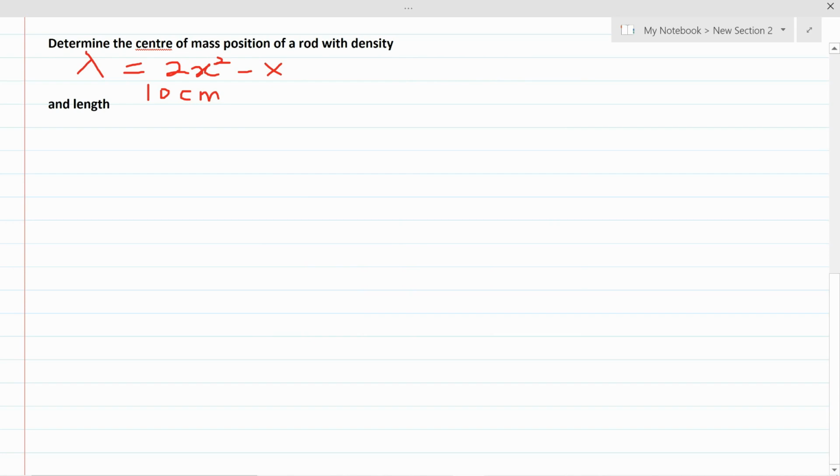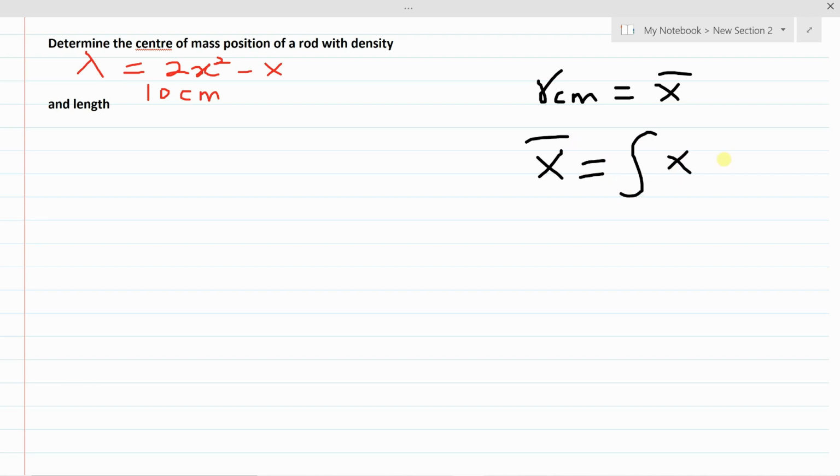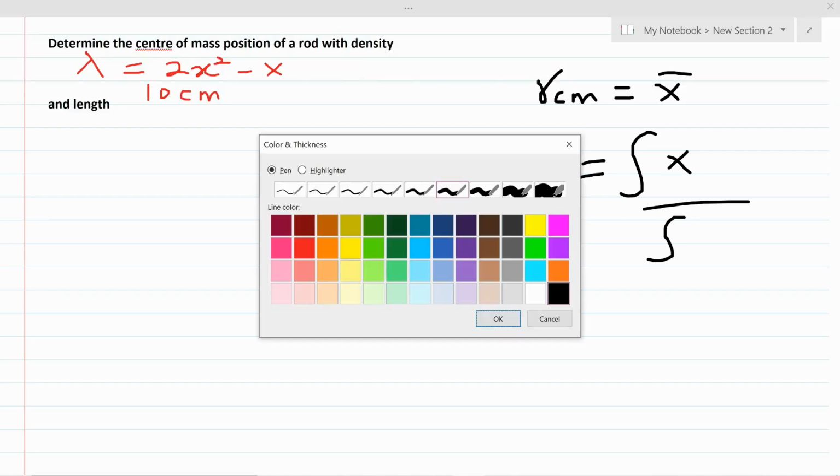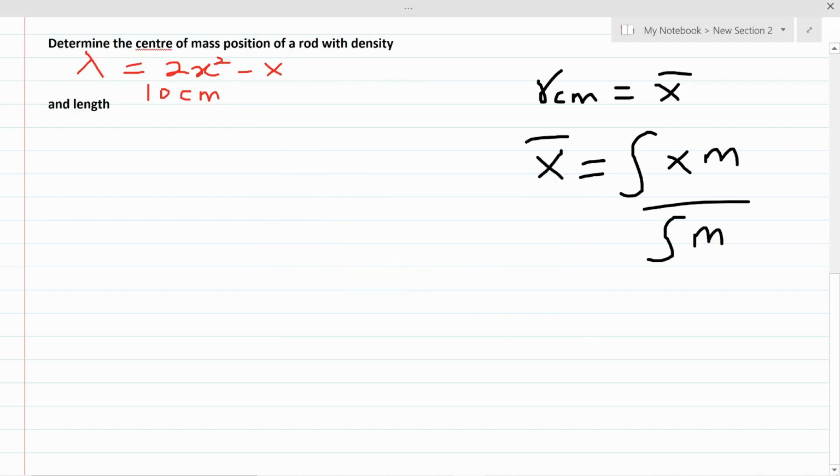Alright, so this question is saying determine the center of mass position of a rod with density lambda equals that and length 10 centimeters. So here I'm just dealing with one dimension, so our RCM will simply be equal to x bar. Now here, since we are dealing with continuous functions, the x bar will be the integral of x dm over the integral of dm. This is supposed to be m here, so the mass should be there: integral of x dm, then integral of dm.